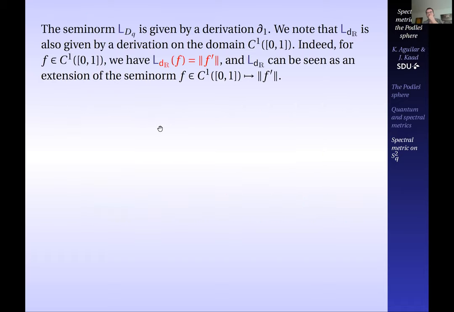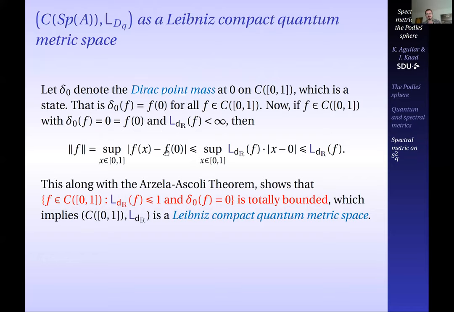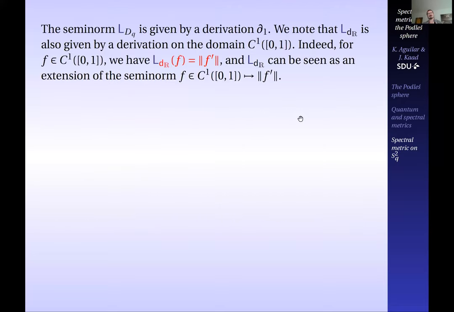Okay. So it turns out you can translate this strategy in terms of operators if you're careful. And this is why I'm looking at C of [0,1]. In particular, the seminorm L_D^Q, the one from the spectral triple, is given by a derivation. Well, so is the seminorm L_D^R, as long as you're on the Hölder interval. That's given by a derivation as well. And in fact, for functions with a continuous derivative, you have that the Lipschitz seminorm is the norm of the derivative.